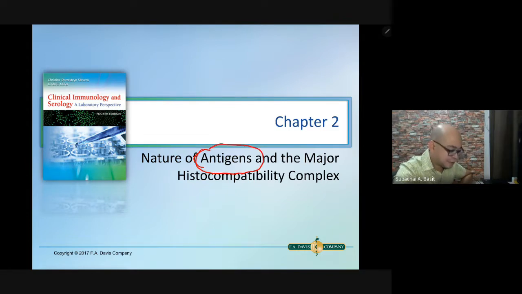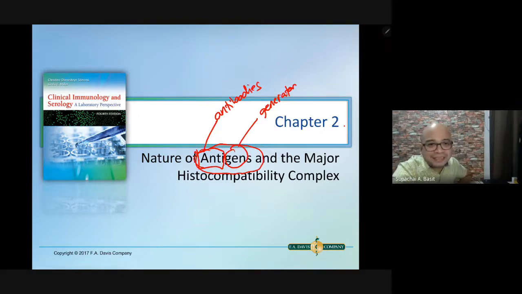the term antigen is actually a concoction of two words. So anti here refers to antibodies, and gen refers to generator. So meaning to say, an antigen is actually the antibody generator. Which means that a certain antigen can stimulate our immune system to produce antibodies.